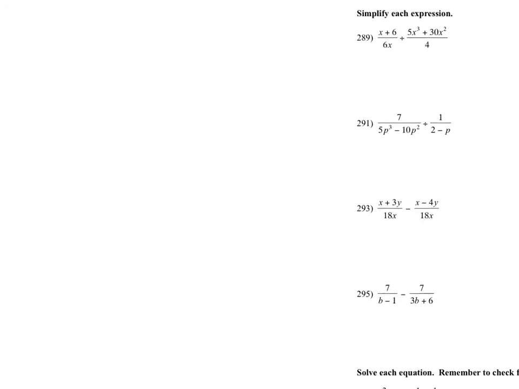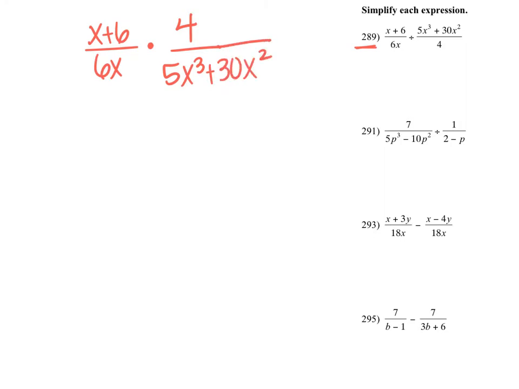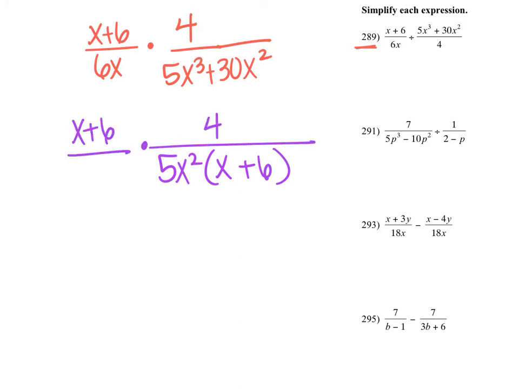All right, moving on. So keep, change, flip. So now you're going to have to combine your fraction knowledge with your factoring knowledge. So I'm going to do a few, and I'm going to zoom in over here. I'll do 4, why not? So 289, I have x plus 6 over 6x. I'm going to keep, I'm going to change, and I'm going to flip. So I get 5x cubed plus 30x squared. And automatically I notice that my denominator can be factored out. So I'm going to have x here plus 6, and then I'm going to keep the 4, and copy everything down, 6x.